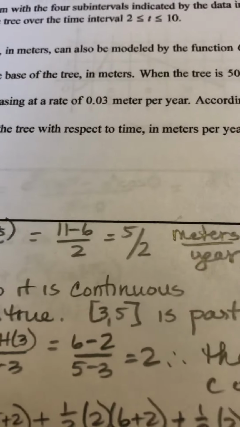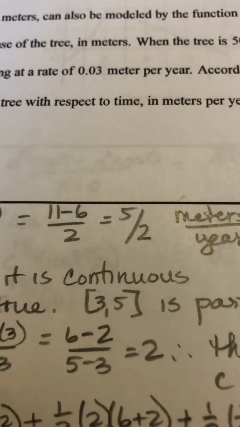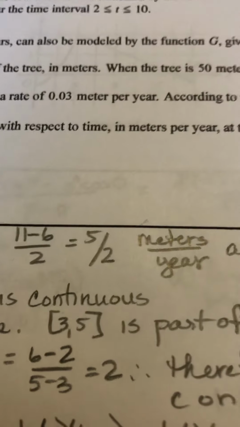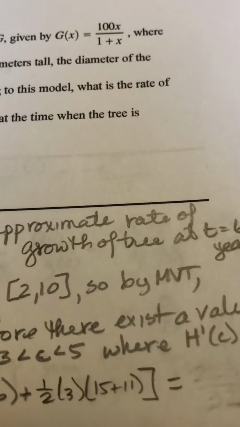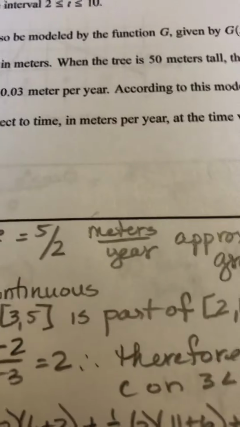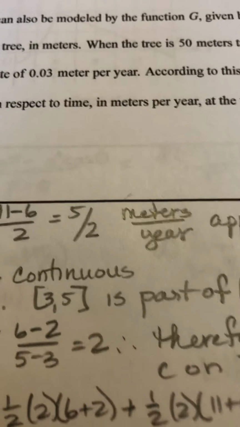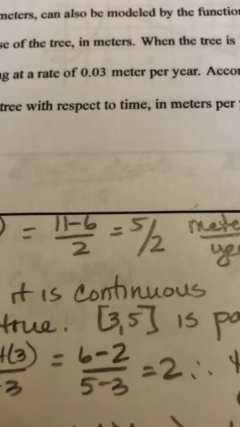So 11 minus 6 over 2, 5 over 2, and remember h is measured in meters and time is measured in years. So the approximate rate of growth of the tree at time equals 6 years is 5 over 2 or 2.5 meters per year.